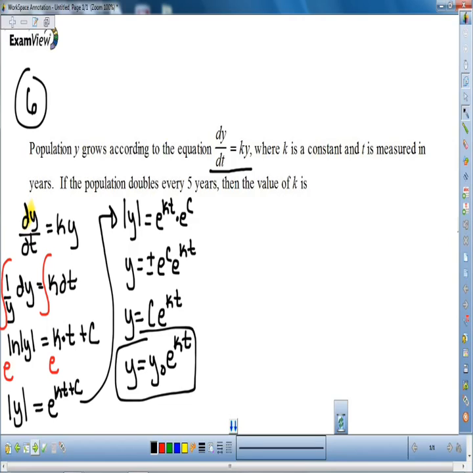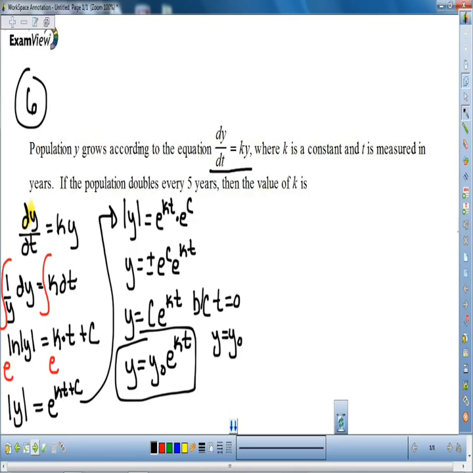So my differential equation solution is going to be y equals y sub 0 e to the kt. The reason I had a c from e to the c, because plus or minus e to the c is an arbitrary constant, so I can put c, but when t is equal to 0, y is going to be y sub 0, so that's how I get y sub 0. One of the things that you need to remember is that for the formula dy dt equals ky, the solution is always y equals y sub 0 e to the kt.